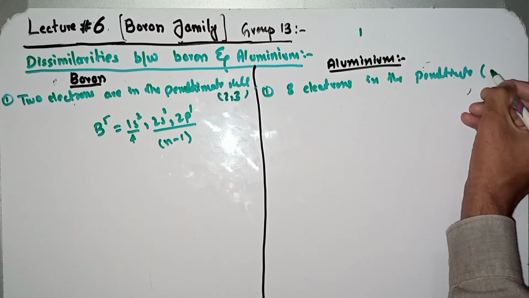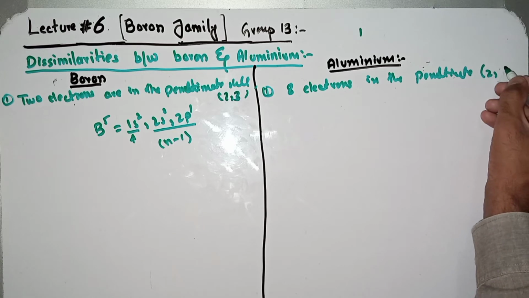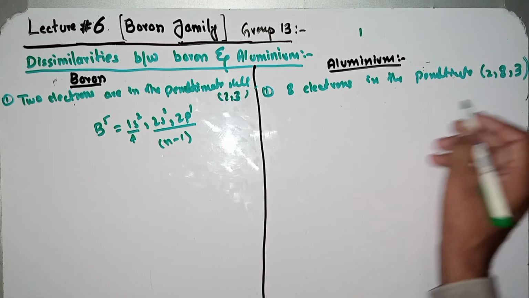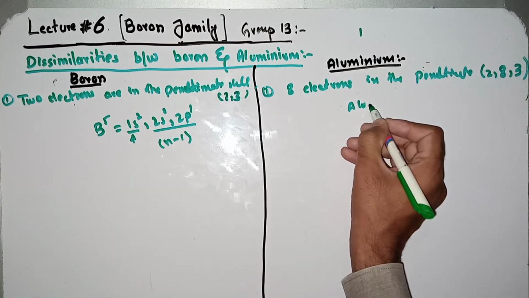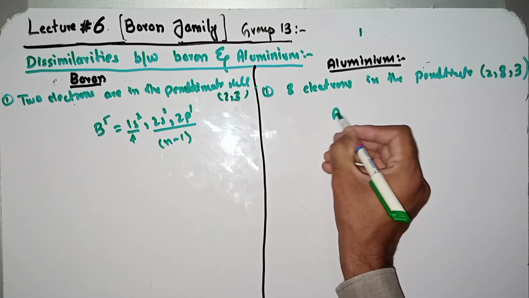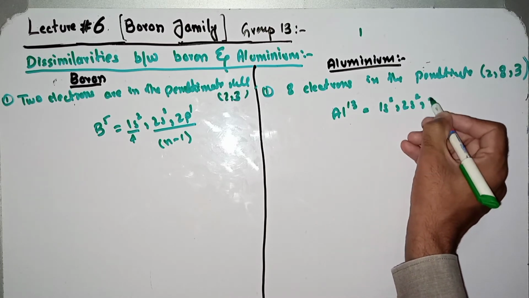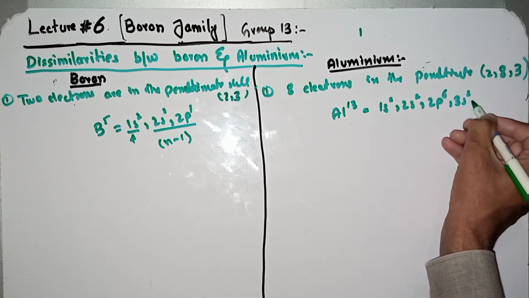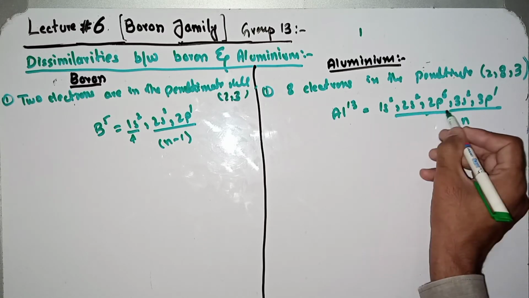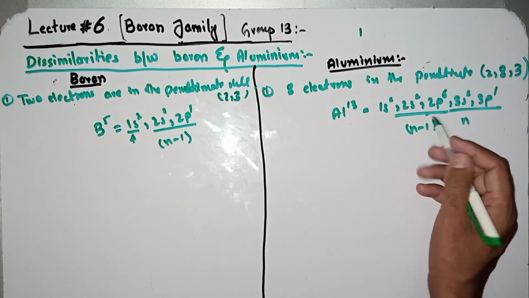The electronic configuration is 2, 8, 3, where 3 is the valence electrons. Aluminum has atomic number 13, so the configuration is 1s2, 2s2, 2p6, 3s2, 3p1. Here 3 is the n, so the penultimate shell will be n-1, that is 3 minus 1, which is 2. This is the penultimate shell.